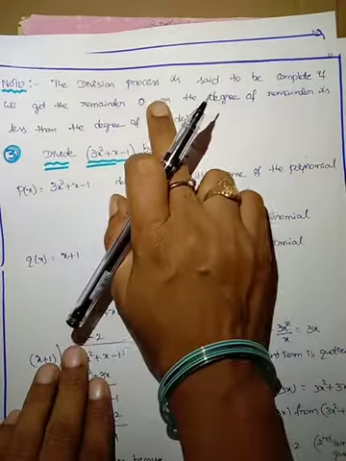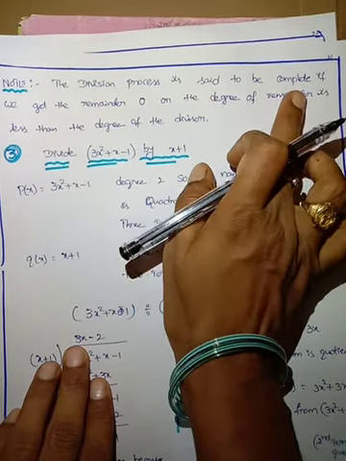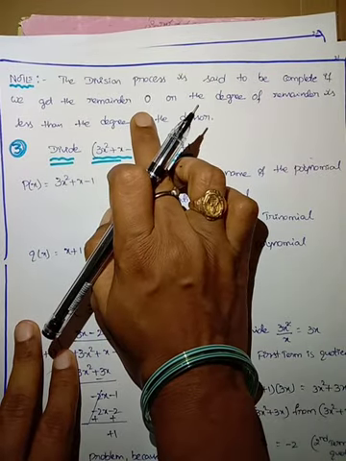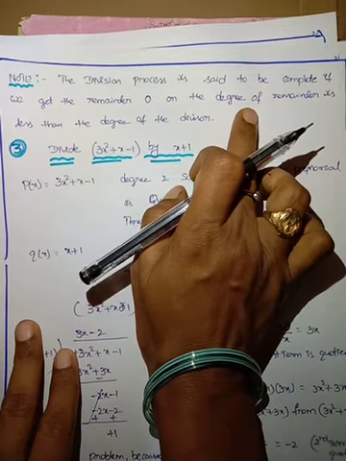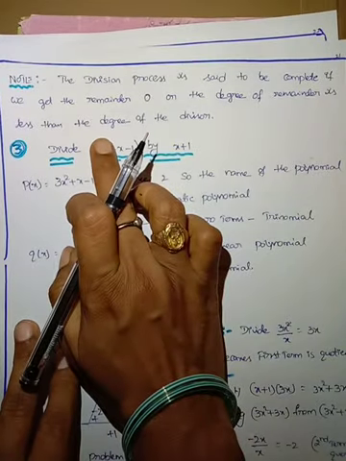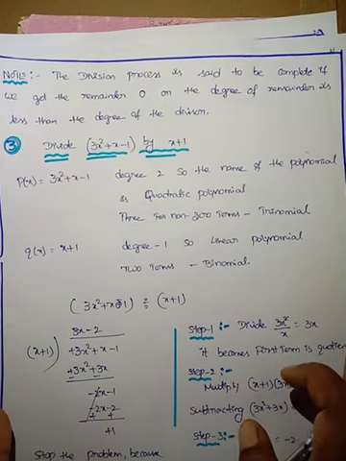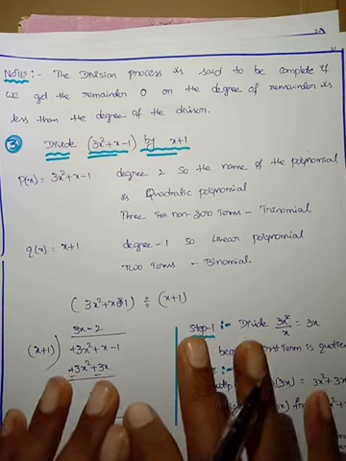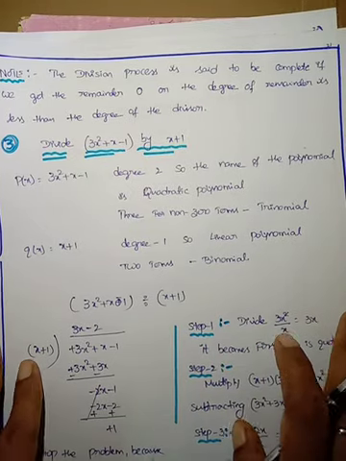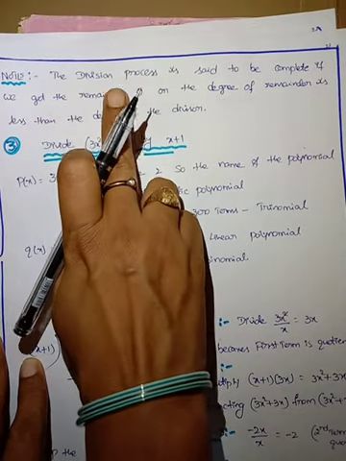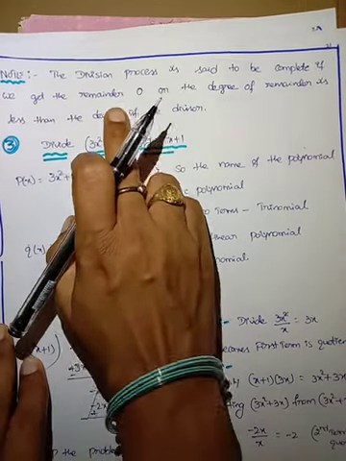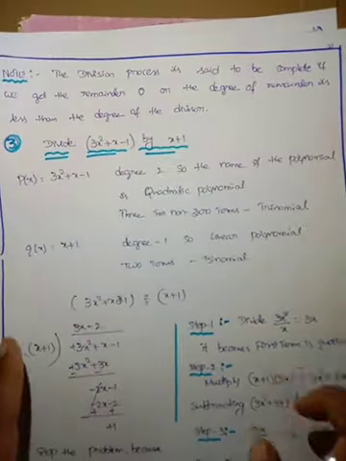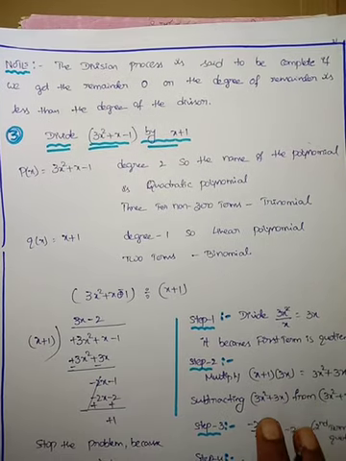Note, the division process. The division process is said to be complete if we get the remainder 0, as I am already saying, or the degree of the remainder is less than the degree of the divisor. So when the problem is completed, the remainder is 0, or the degree of the remainder is less than the degree of the divisor. You have to remember this note.